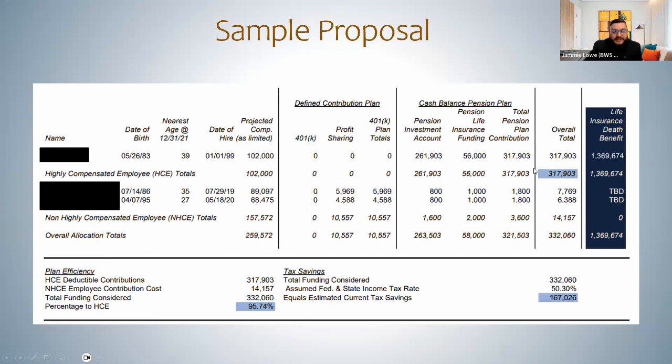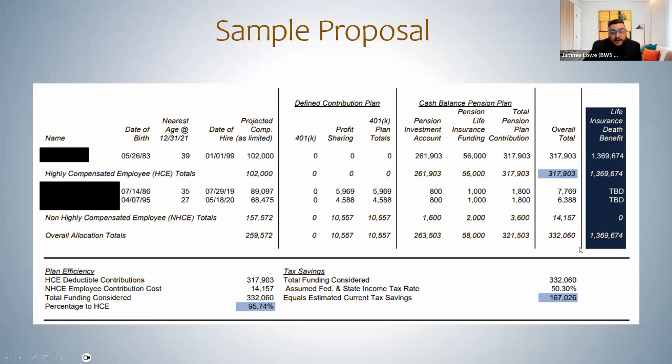But even if we do just this simple plan, you can see here the business owner is still maximizing over 95% of the amount of investment assets. And if we assume a 50% federal and state income tax rate, they're able to save a little over $167,000 on their taxes for that year.